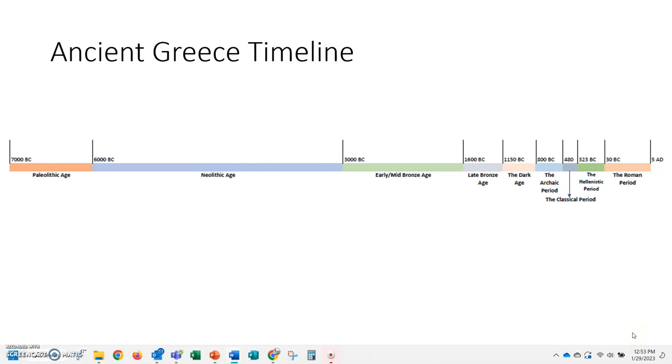With this slide, I provide you a timeline of ancient Greece broken down by the various ages. We will go over each of them. You will still need to read the book, but I will point out the highlights for note-taking purposes.